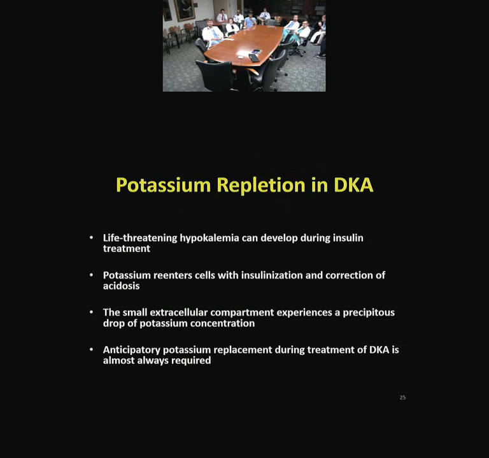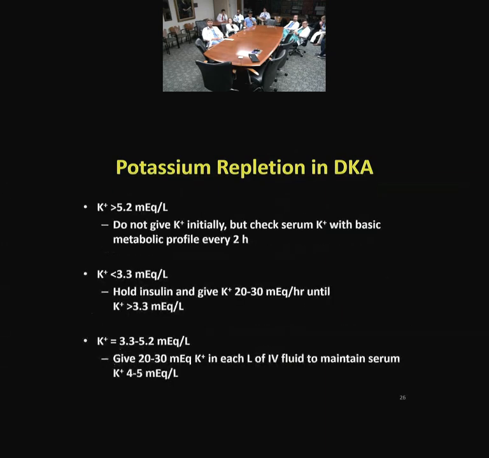So again, just be anticipatory of what can happen, and remember these numbers, and put potassium in the fluids if the potassium is at the values that I've told you before. And so again, most importantly, if the potassium is below 3.3, remember, hold insulin and give potassium before you start the drip, and add potassium replacement in the IV fluids to maintain the levels at 4 to 5.